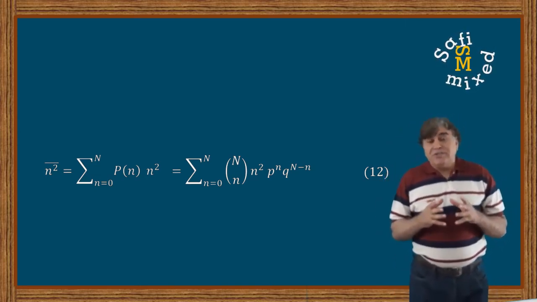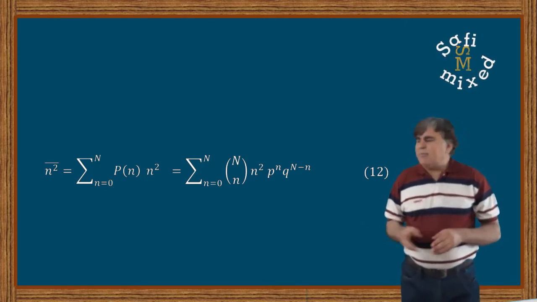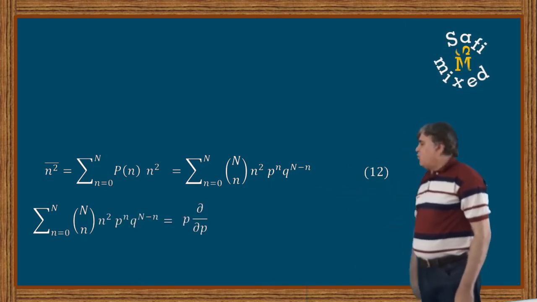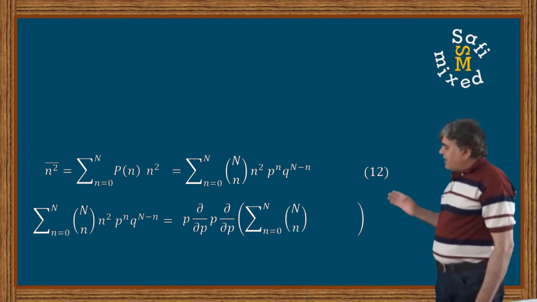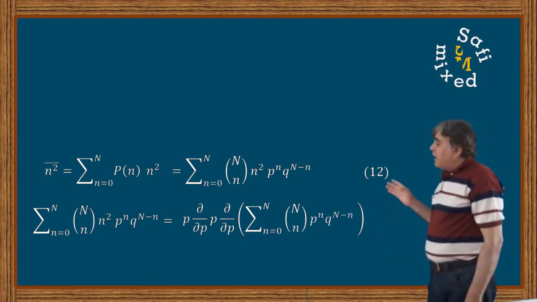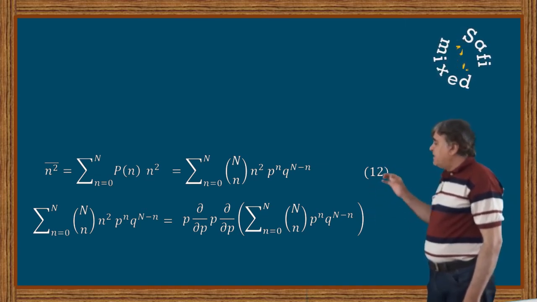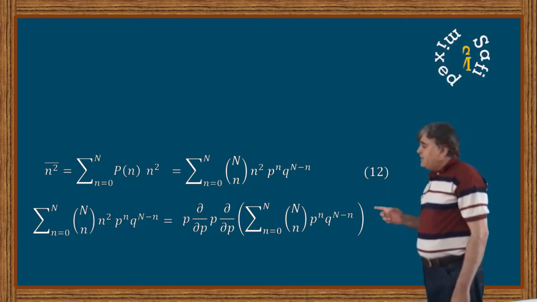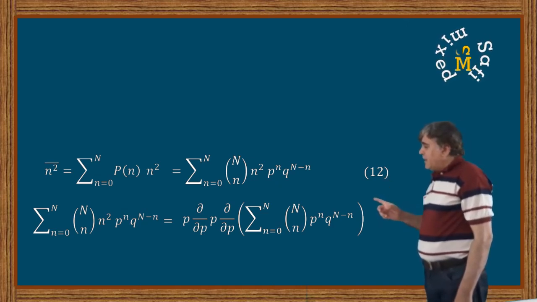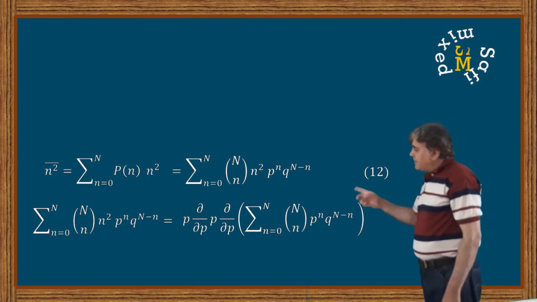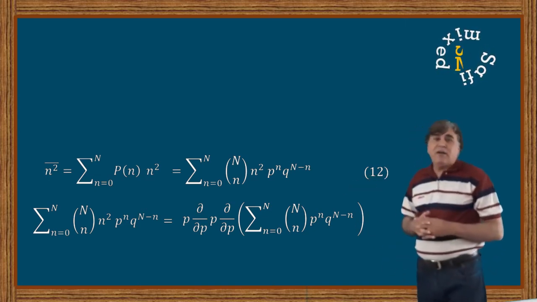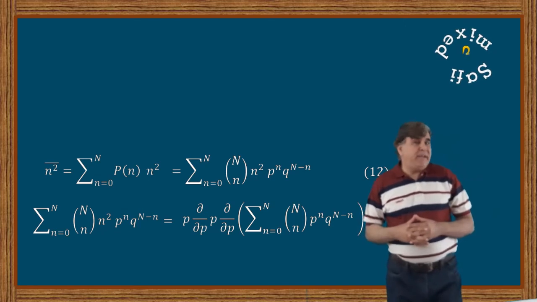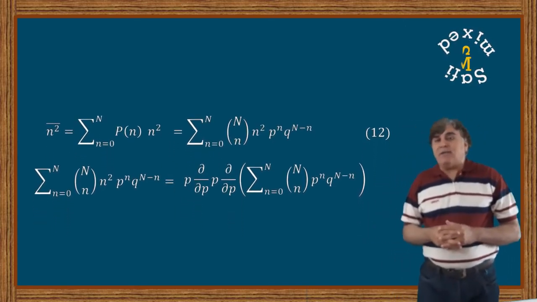Now, like I did in equation 6, one can easily prove that the right side of equation 12 can be expressed as this one equation, that is summation from n equal to 0 to capital N of n square p raised to the power small n q raised to the power capital N minus n equals p times the derivative with respect to p, again p and then the derivative of p, and then the relation for p of n, that is summation n equal to 0 to N of n, p raised to the power small n, q raised to the power capital N minus n.